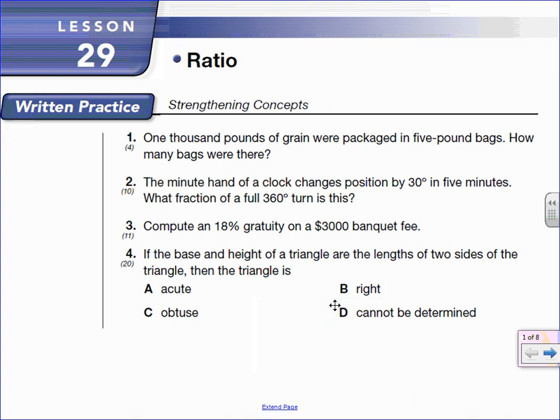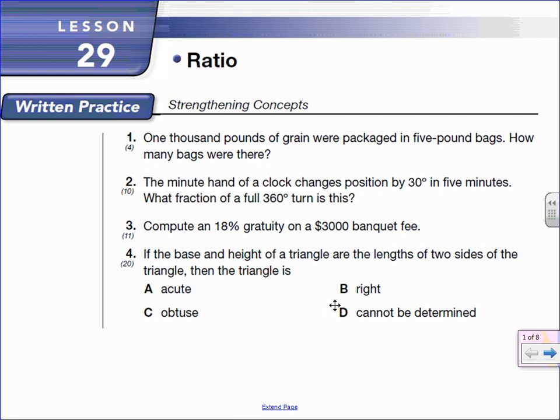Lesson 29 is about ratios, and a ratio is a comparison of two different quantities or two different numbers. When you are doing a ratio, you need to just look at the problem and see if it's girls to boys, you find the number of girls and you put it over the number of boys, or boys to girls, you do it vice versa. And we'll see some problems like that in just a little bit.